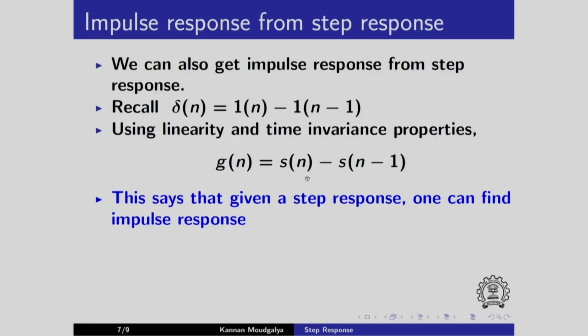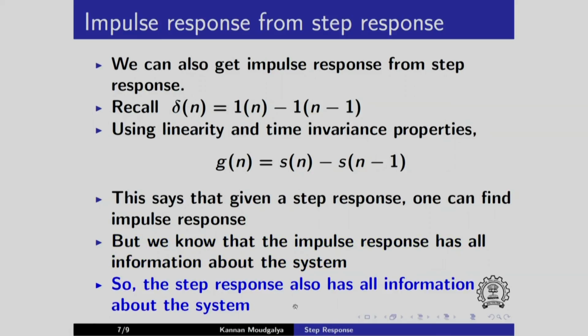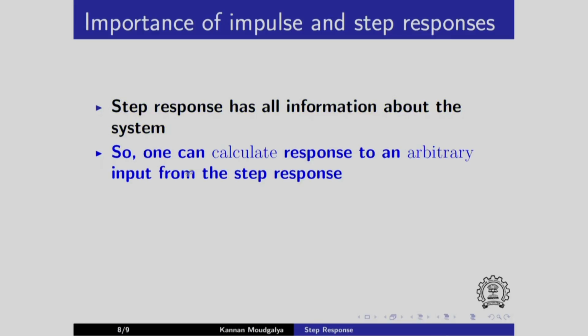So this S of n has all information about the system, because given S of n, you can get S of n minus 1, and from that you can get G of n. G of n, the impulse response, has all information about the system, which itself can be determined from S of n. So we say that the step response has all information about the system, so one can calculate the response to an arbitrary input.